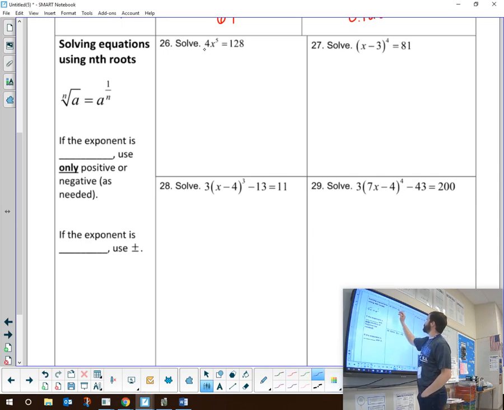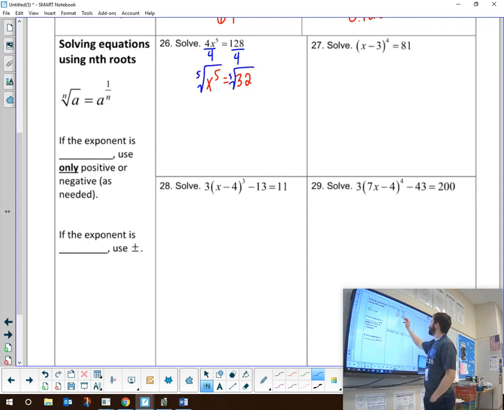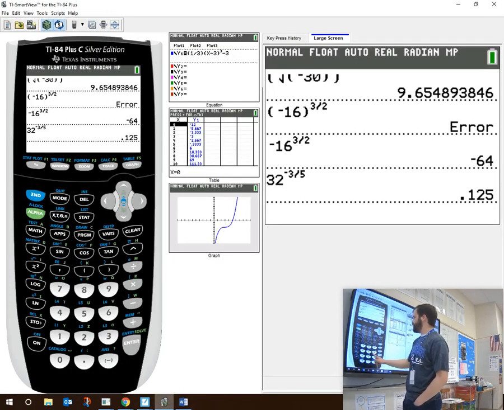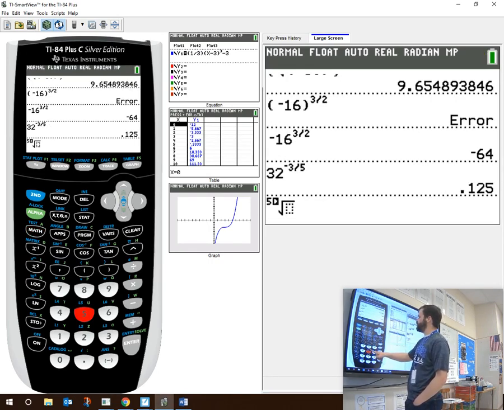To do that here, we would have to start off by dividing both sides by 4. And so we're going to get x to the 5th equals 128 divided by 4, which is 32. Okay? And then we're going to take the 5th root of both sides. To clear out this x to the power of 5, we're going to take the 5th root. So to do that, we're just going to need to pull up our calculator, right? And we're going to go math 5, and that gives us our root, and we're going to go the fifth root of 32.